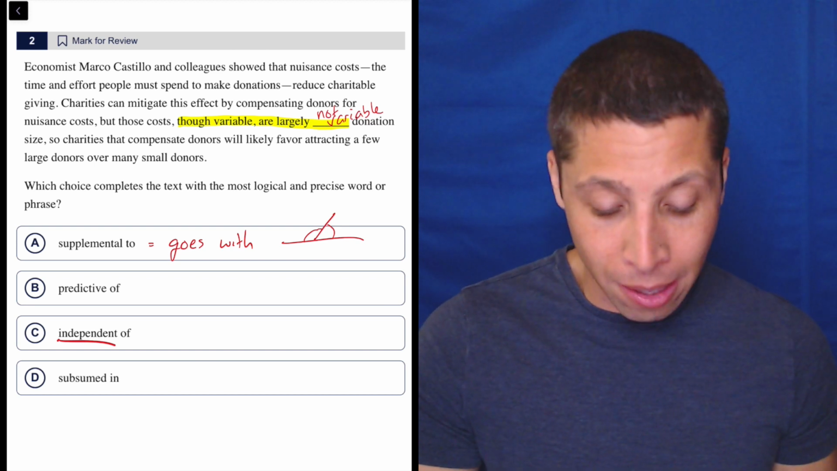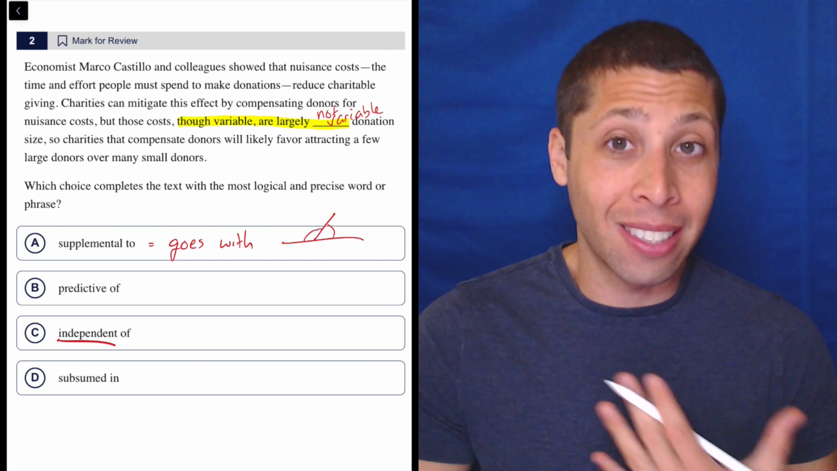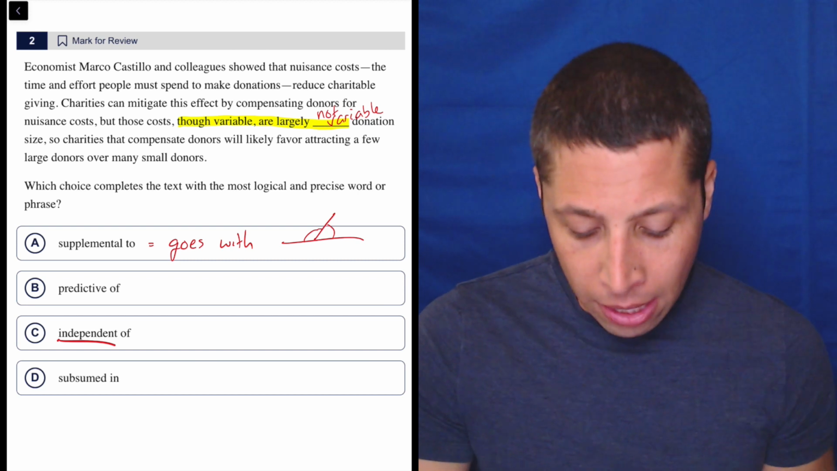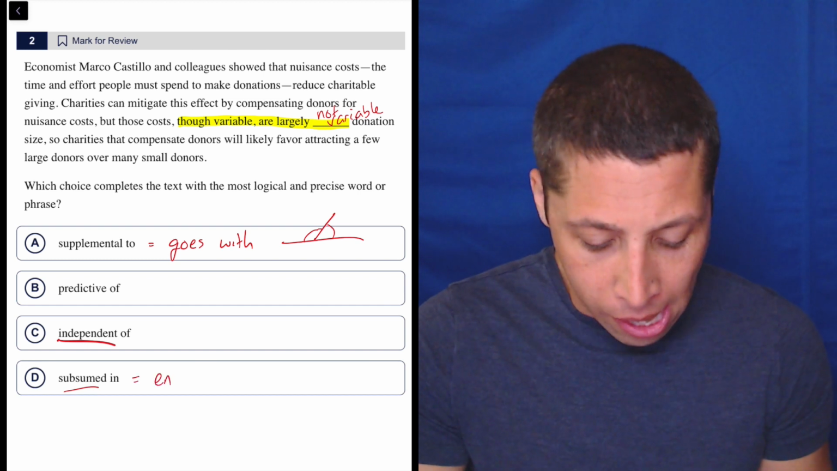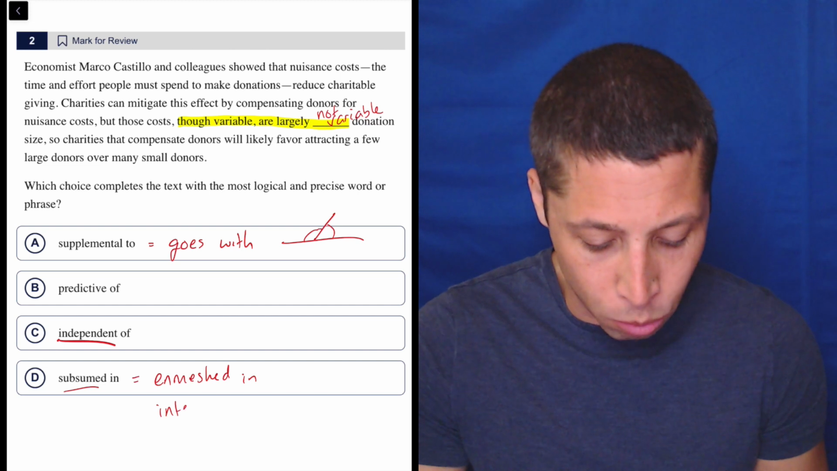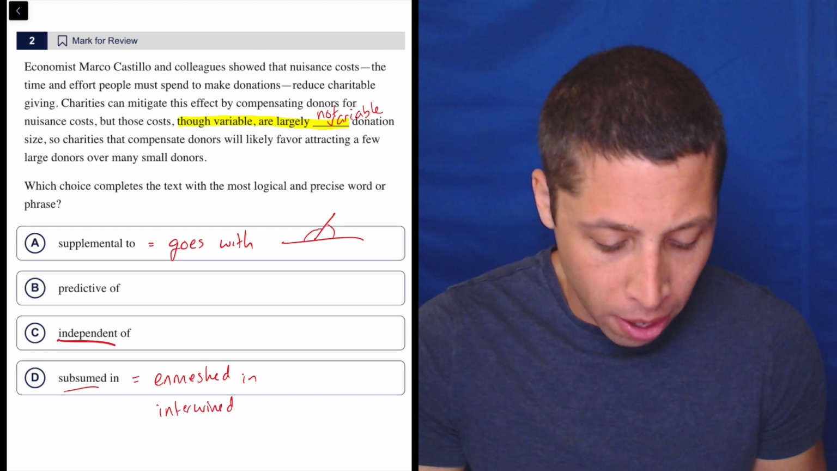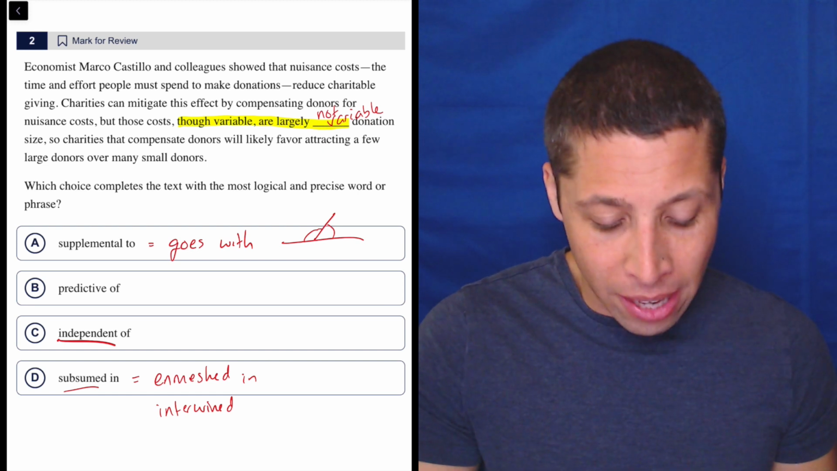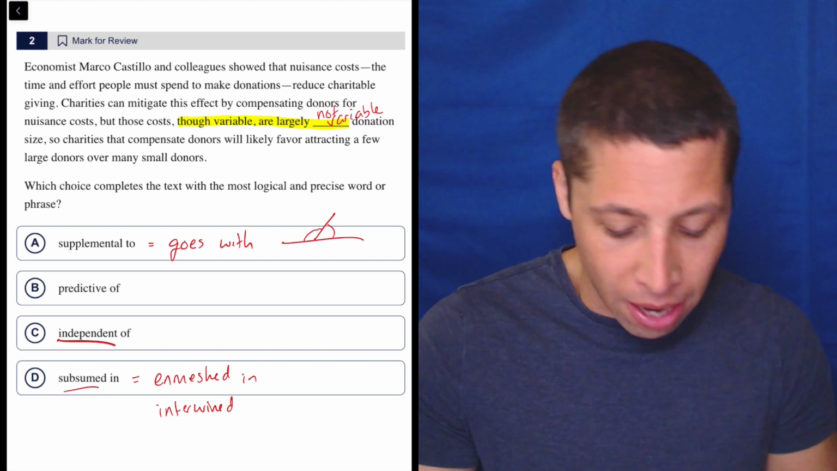Predictive of, we know that. That could fit. It doesn't sound wrong in there, but this is where we would need to understand the passage, so we'll come back to that. Subsumed in is kind of like enmeshed in. It's intertwined with. It's mixed in with. It just doesn't fit. It's almost the opposite again of independent.